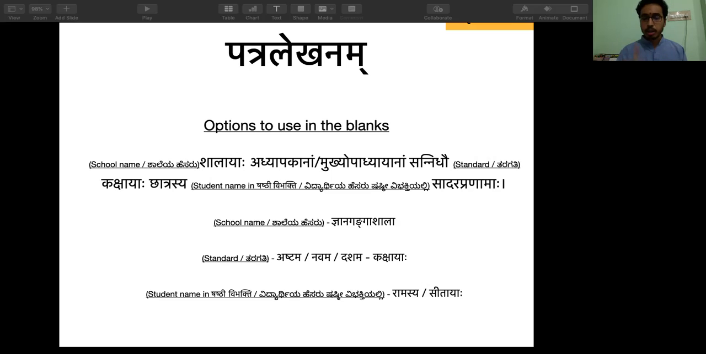Standard, Ashtama, Navama, Dashama. These are the 3 safe options to use. If you want to use something else, you're free to use. And then the student name. If you want to write your own name, please be sure you know the Anta, Linga, Vibhakti, Vachana of your name. If your name is Hari, don't write Harasya.